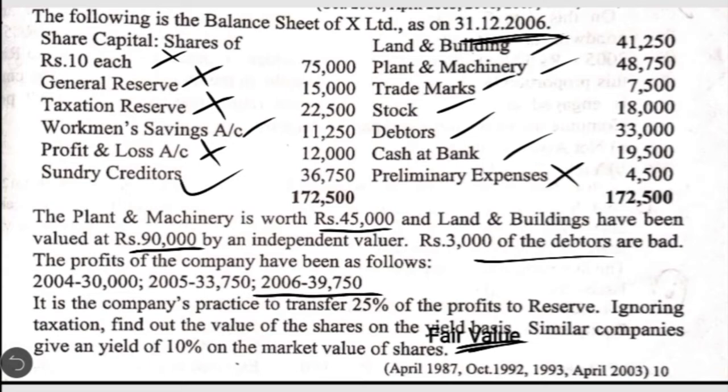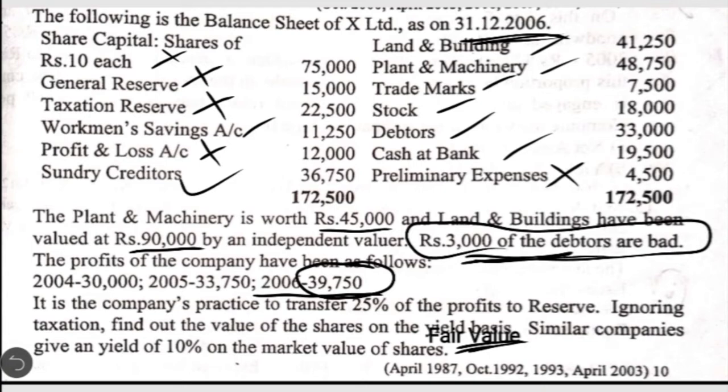So we cannot directly take these profits to calculate the average profit, because there is one adjustment with regard to the bad debts. While calculating this profit for the year 2006, they have not considered this bad debt. So what is the adjustment required here? We have to debit that to the profit and loss account. Nothing but here we have to deduct it from 39,750 while calculating the average profit.